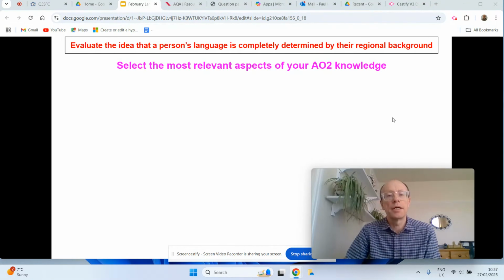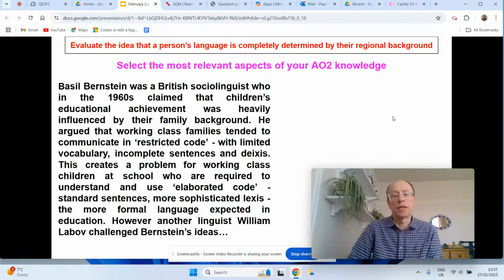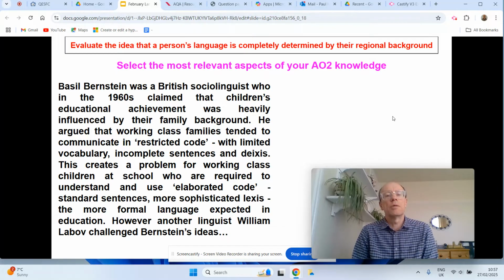Now let's have a look at a paragraph. Basil Bernstein was a British sociolinguist who in the 1960s claimed that children's educational achievement was heavily influenced by their family background. He argued that working class families tended to communicate in restricted code with limited vocabulary, incomplete sentences and deixis. This creates a problem for working class children at school who are required to understand and use elaborated code, standard sentences, more sophisticated lexis, the more formal language expected in education. However, another linguist, William Labov, challenged Bernstein's idea.